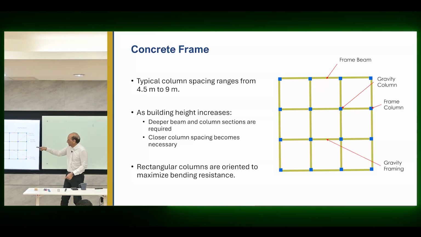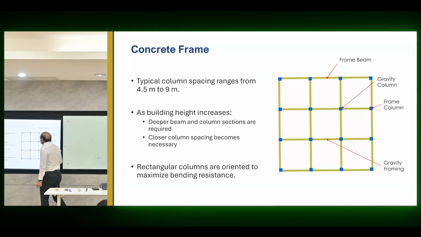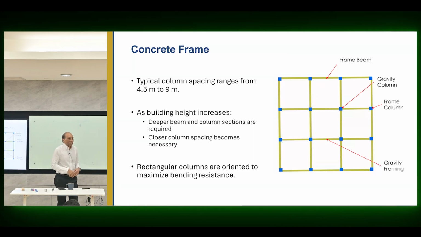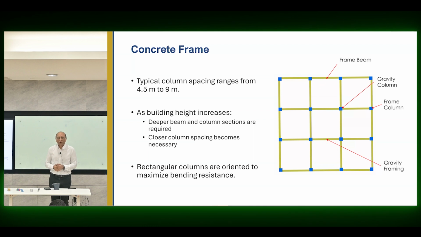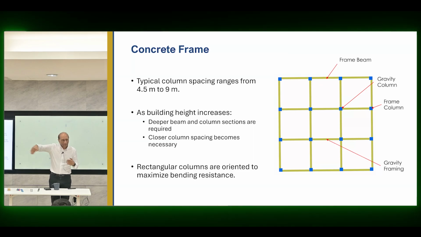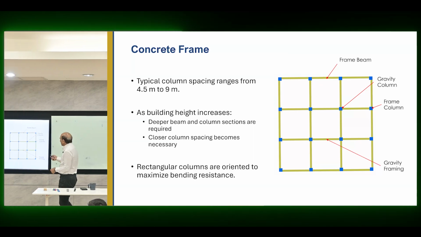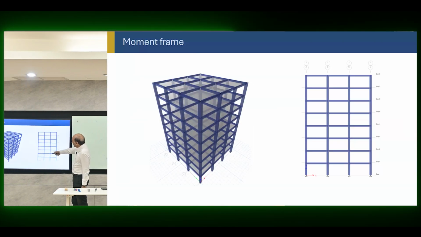So normally the perimeter frames are lateral load resisting frames generally, and interior frames may or may not be part of that, depending upon building height and other things, right? So you have the option to use the entire frame on each bay, or you can use only the outer frames for that. Okay, so that's the basic concept. And then the frame will look something like this.